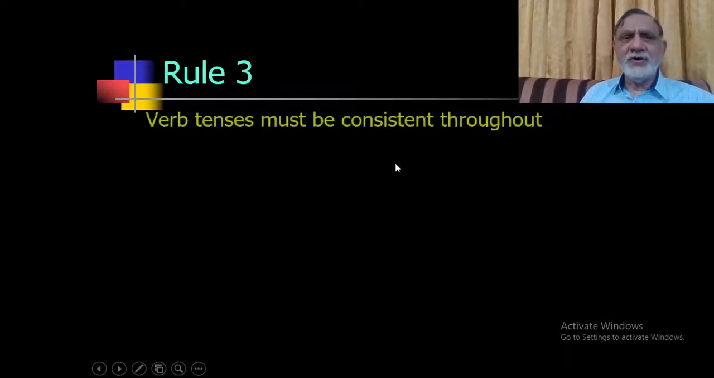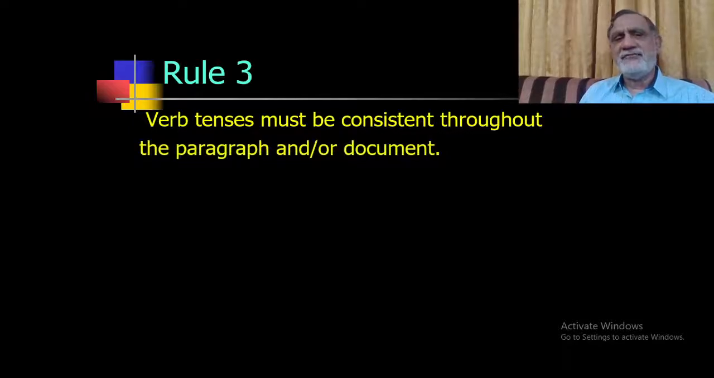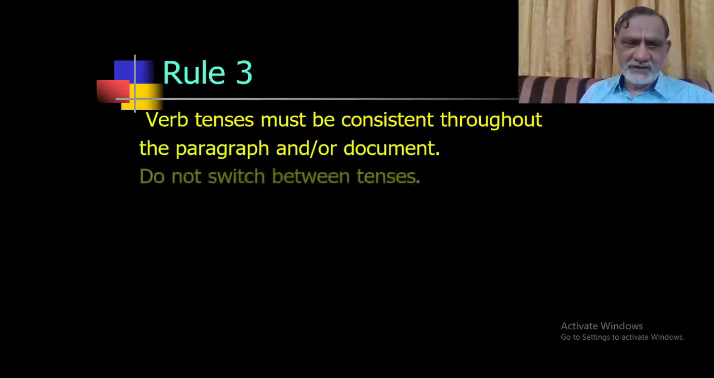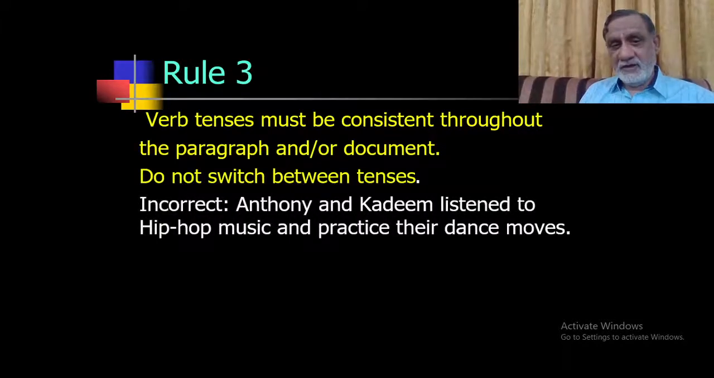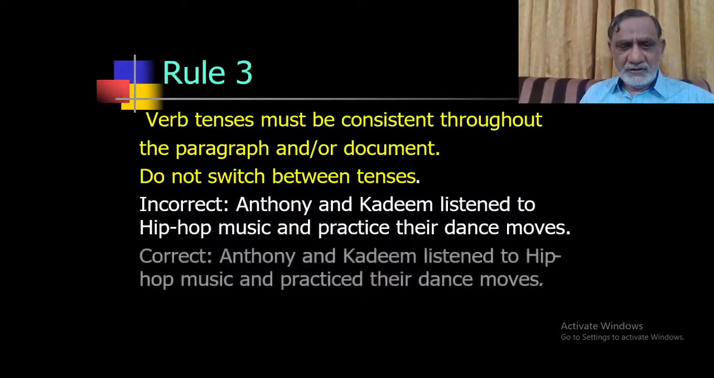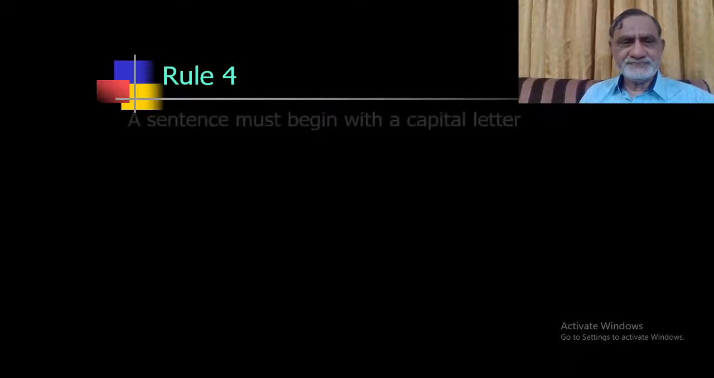Rule 3: verb tenses must be consistent throughout the paragraph and document. Do not switch between sentences. This is rule 3. Incorrect: Anthony and Kadeem listen to hip hop music and practiced their dance moves. And the correct one is: Anthony and Kadeem listened to the hip hop music and practiced their dance moves.